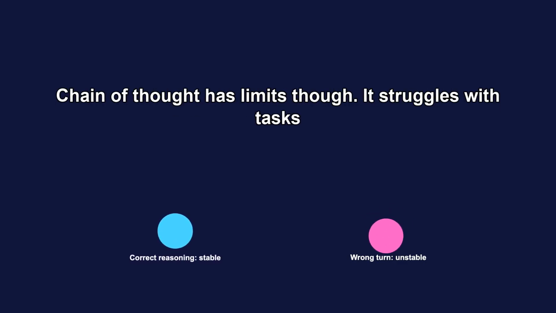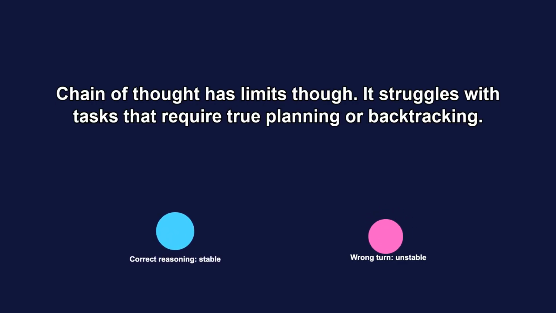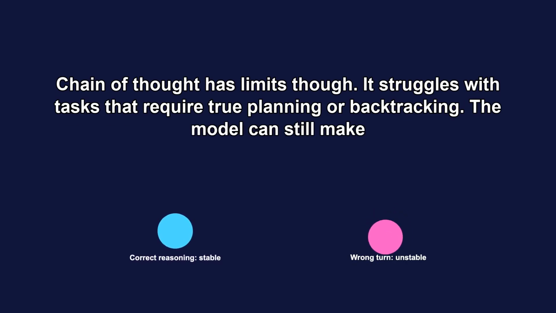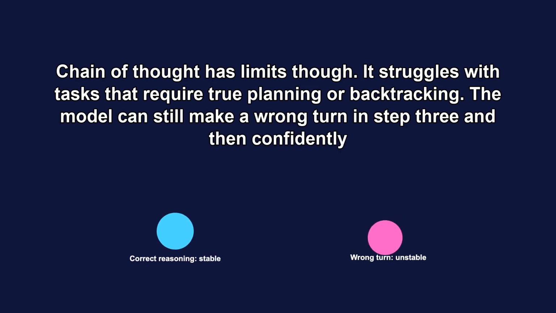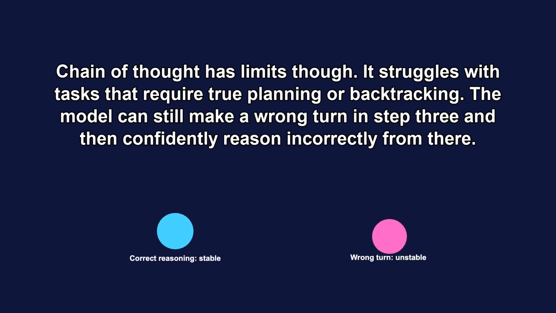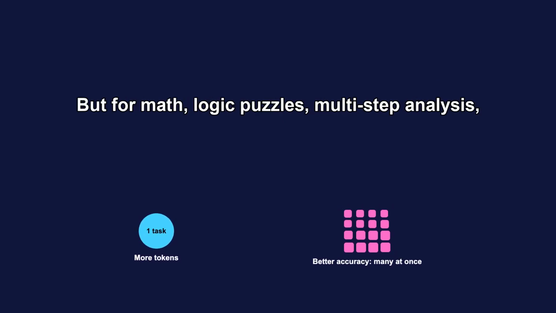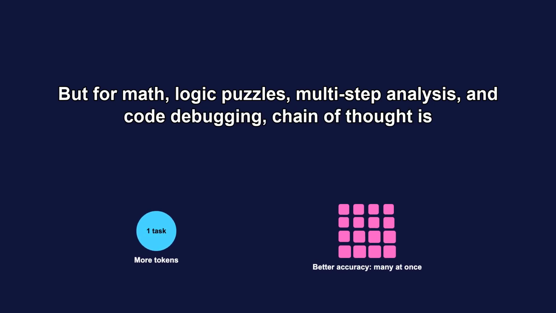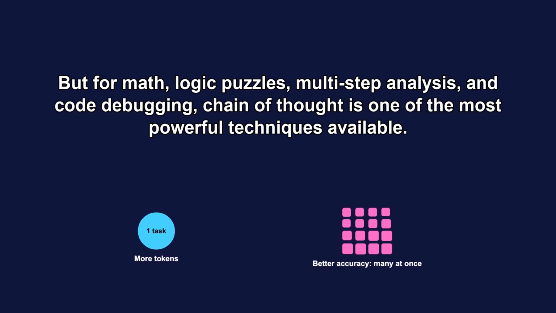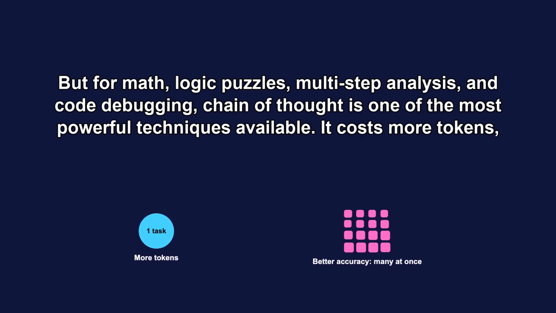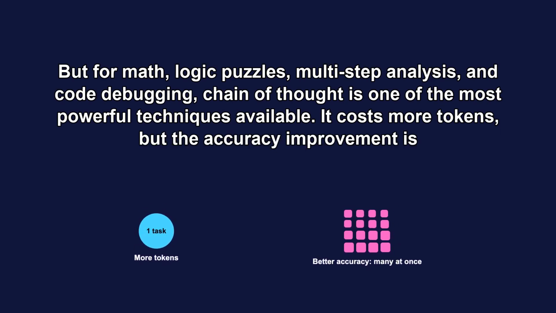It struggles with tasks that require true planning or backtracking. The model can still make a wrong turn in step 3 and then confidently reason incorrectly from there. But for math, logic puzzles, multi-step analysis, and code debugging, chain of thought is one of the most powerful techniques available. It costs more tokens, but the accuracy improvement is often worth it.